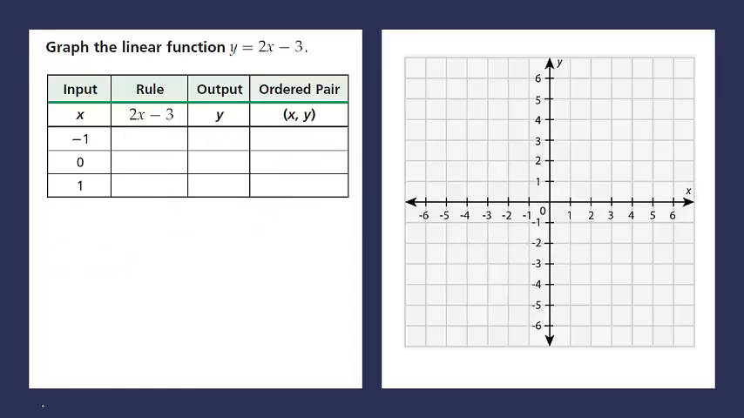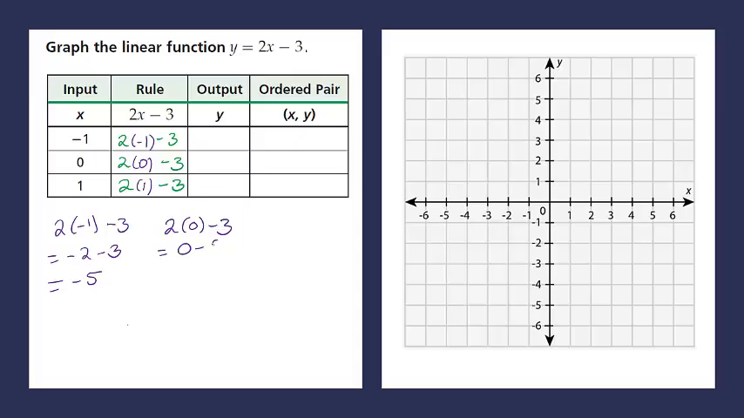Question 2, graph 2x minus 3. So the first thing we're going to do is work on our table. So 2 times minus 1 minus 3 equals minus 2 minus 3 equals minus 5. 2 times 0 minus 3 equals 0 minus 3 equals minus 3. 2 times 1 minus 3 equals 2 minus 3 equals minus 1. My y coordinates are going to be negative 5, negative 3, negative 1. Ordered pairs: (minus 1, minus 5), (0, minus 3), (1, minus 1).